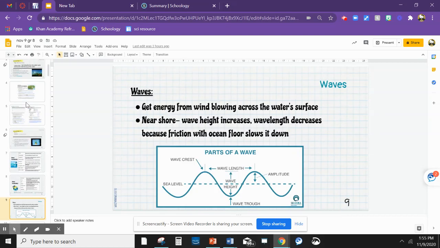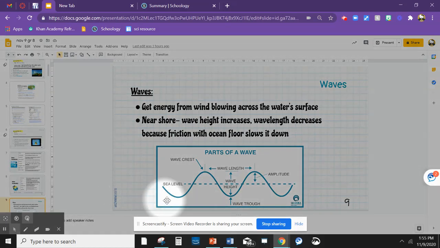Waves get their energy from wind blowing across the water surface, and near shore wave height increases while wavelength decreases because of friction with the ocean floor. The final thing you should know about waves is to be able to look at a diagram and see the different parts here. We've got our crest, which is the upper part. The trough is the bottom. The wave height goes from crest to trough, and a wavelength can go from either crest to crest or trough to trough.